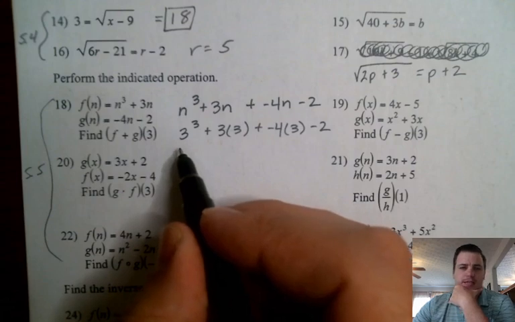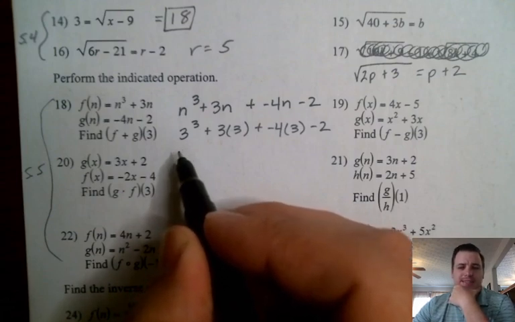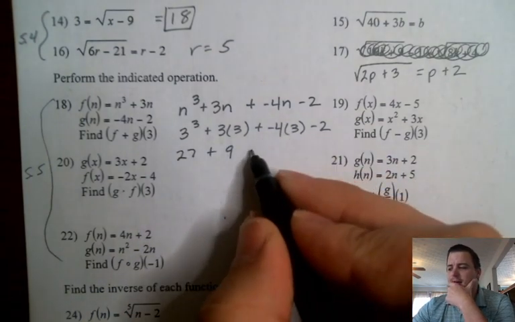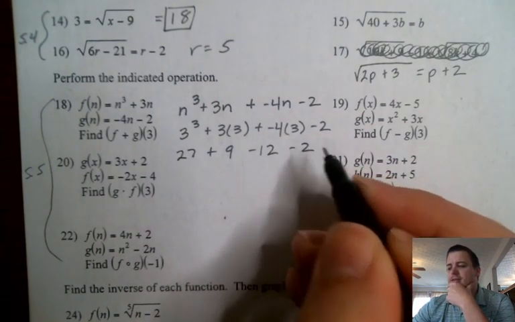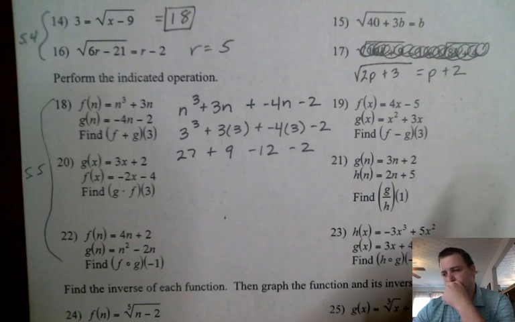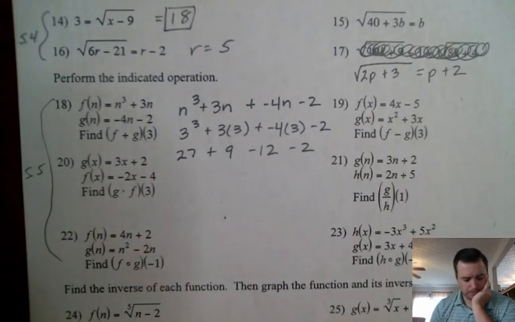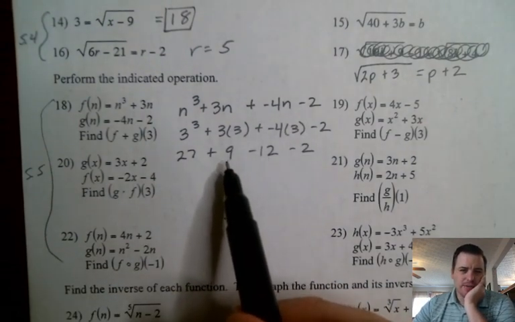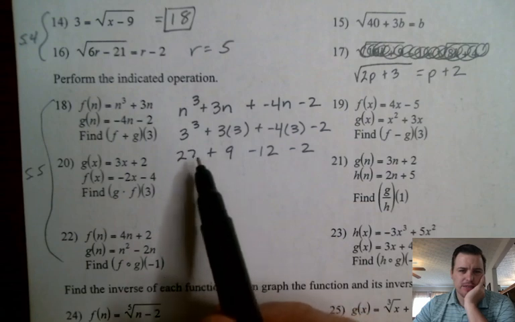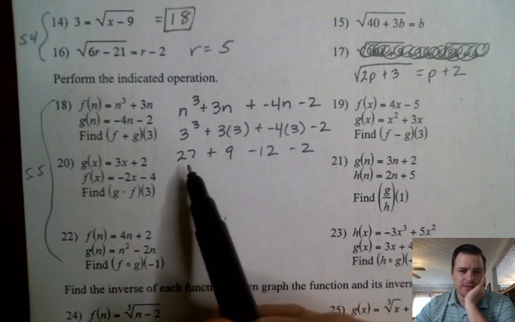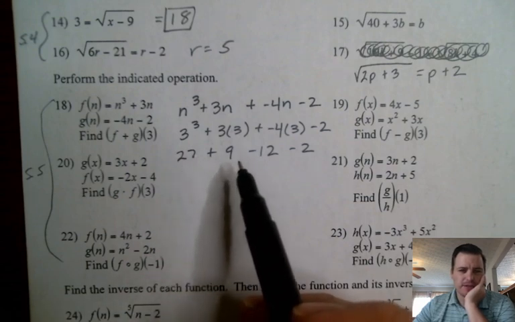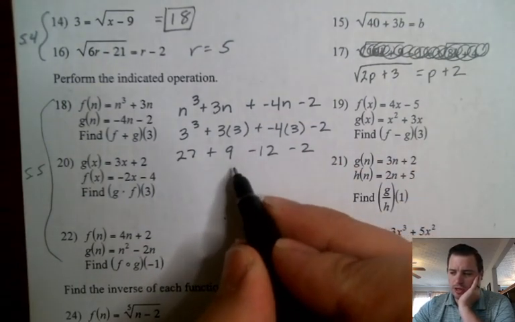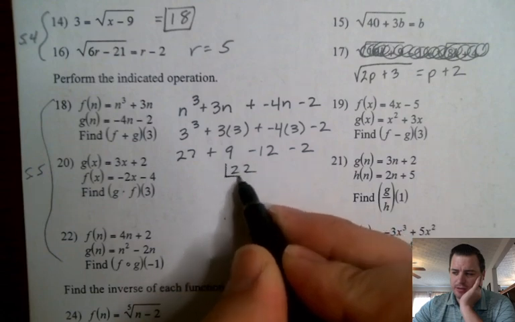So that 3 times 3 times 3, well, 3 times 3 is 9. 9 times 3 is 27 plus 9 minus 12 minus 2. 27 plus 9 would be 36 because 27 plus 10 is 37. So 27 plus 9 is 36. 36 minus 12 would be 24. 24 minus 2 is 22.